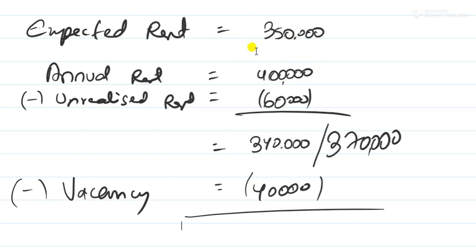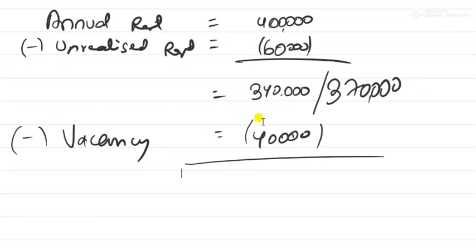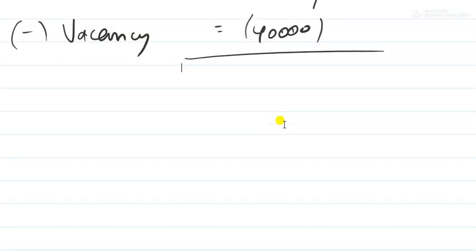The same thing we used to do with only vacancy. When there was only vacancy, we used to compare the expected rent with the annual rent. Only here we'll compare expected rent with this figure after deducting unrealized rent. This is the only difference, nothing at all. Only if you deduct unrealized rent first, there will be no problem. So in this case, when the figure was 340, my gross annual value would be 3,50,000.